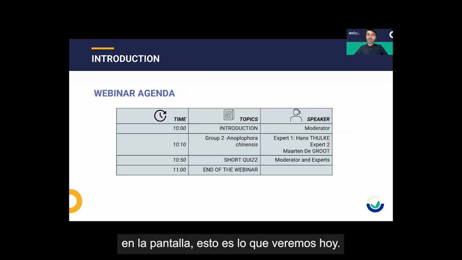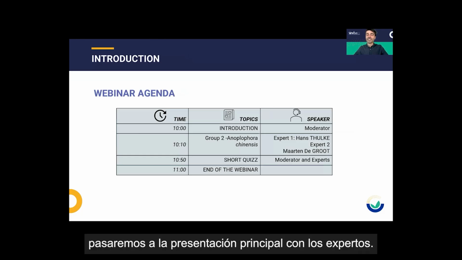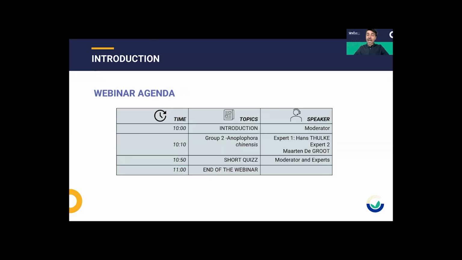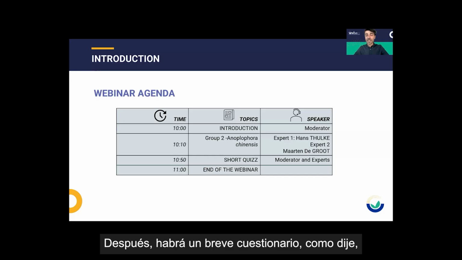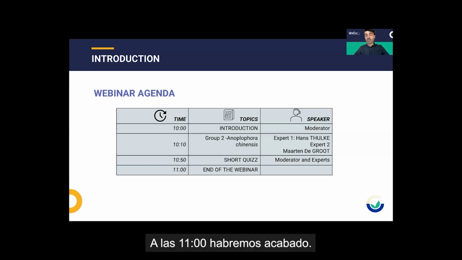As you must see on your screen, this is the agenda for today. So now we are in the introduction, and in a couple of minutes, well, 5 minutes or so, we will go for the real presentation with our experts. Today with us, we have Hans Tulke and Martin de Groot. And after their presentations, we will have a short quiz, as I told you, with the Mentimeter, just to evaluate if you understood this webinar. And by 11 o'clock, we will get to the end of this webinar.